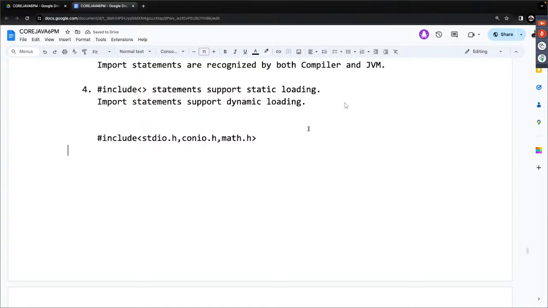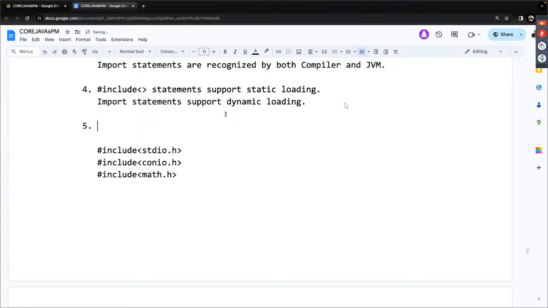That means what I am asking is, is it possible to include more than one header file by using a single hash include statement? No, it is not possible. But what is possible, sir? By using a single hash include statement, we are able to include only one header file. Hash include math.h, like this. Now understand it clearly. This is the point in C and C++.